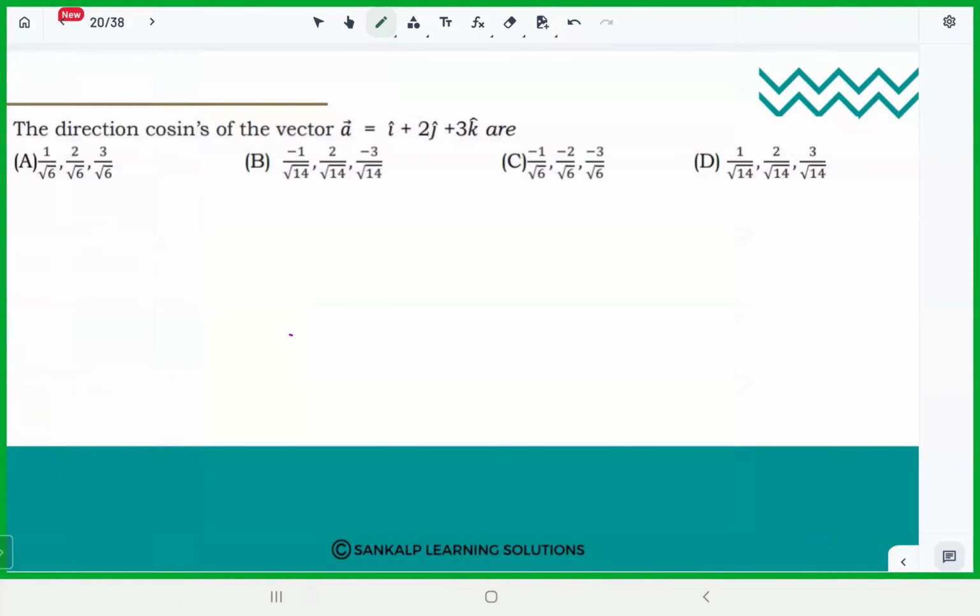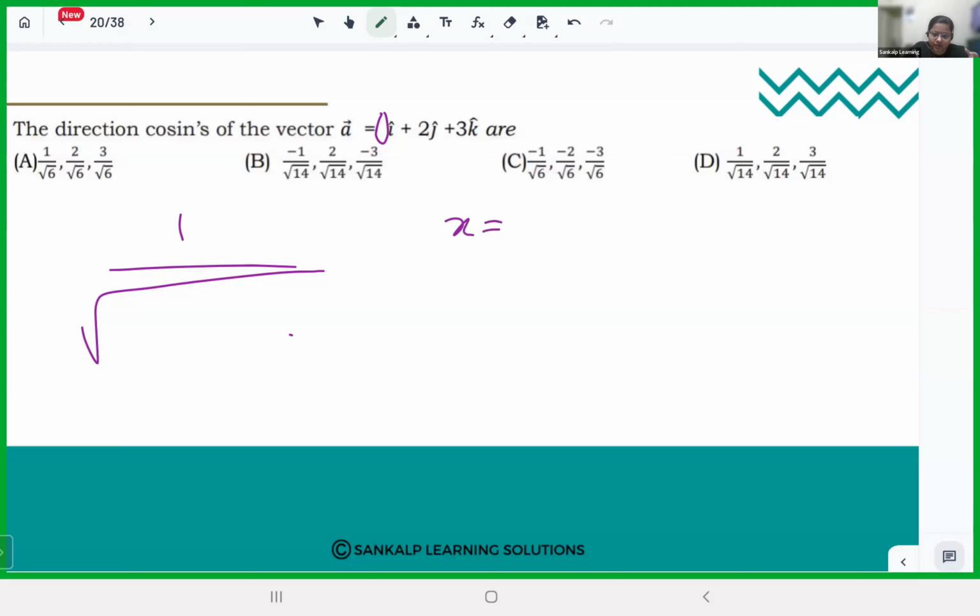Now, the next question is direction cosines of the vector A equal to i plus 2j plus 3k. Okay, vector A is i plus 2j plus 3k. You have to find out the direction cosines. So, how will you find out the direction cosine? The first direction cosine is the scalar component of i, which is 1, divided by root of x square plus y square plus z square, right? So what is x here? First you write x, y, z from this. So vector A is given here. What is the scalar component? x equal to 1, y equal to 2 and z is equal to 3.